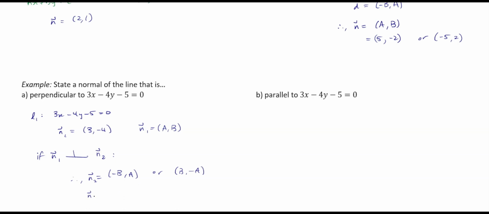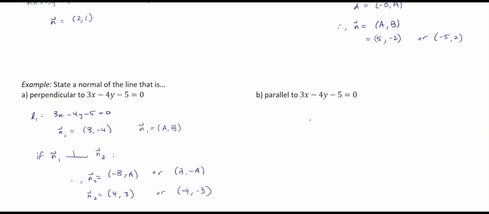So then N2 is equal to, so I look at my B value here. My B value here is -4, so negative negative 4 is just 4. My A value here is 3, so that works right here. Or my B value, which was -4, and the negative A value, which is -3, this works right here.